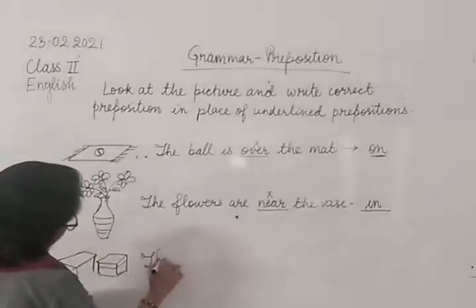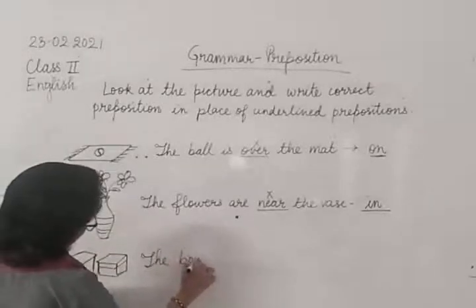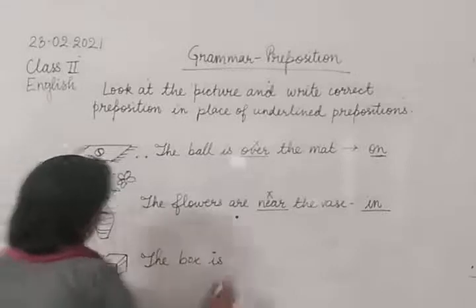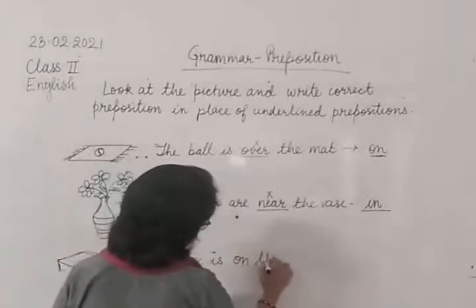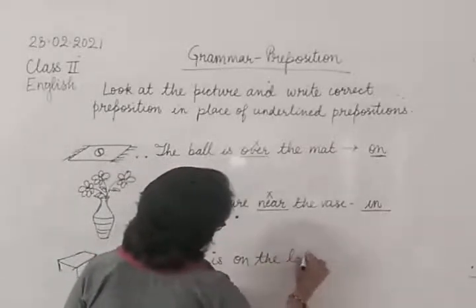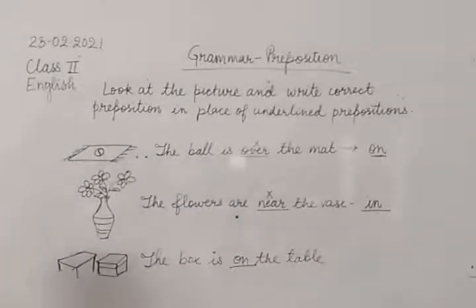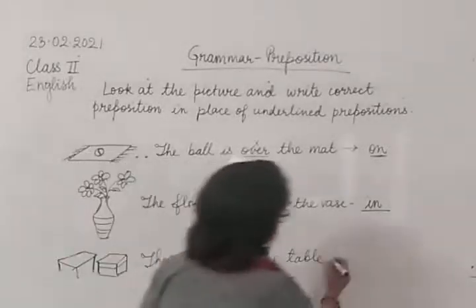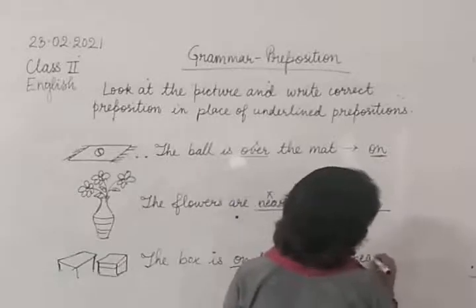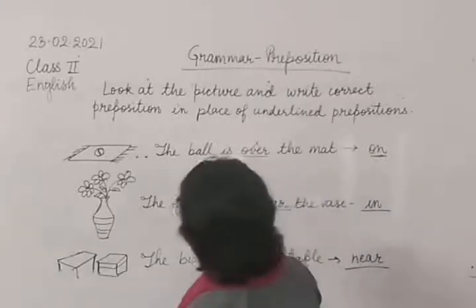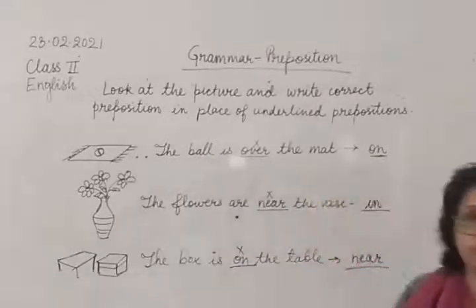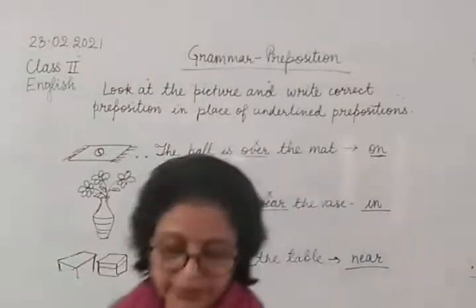The box is on the table. Can you see the box? Is it on the table? Box क्या table के ऊपर है? No. It is near the table. The box is near the table.